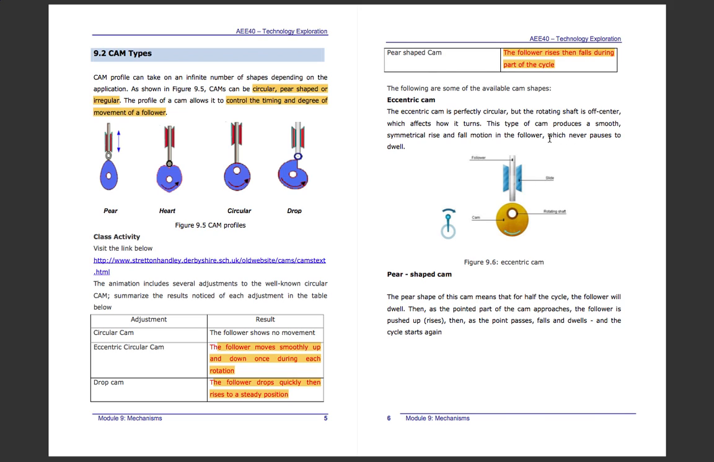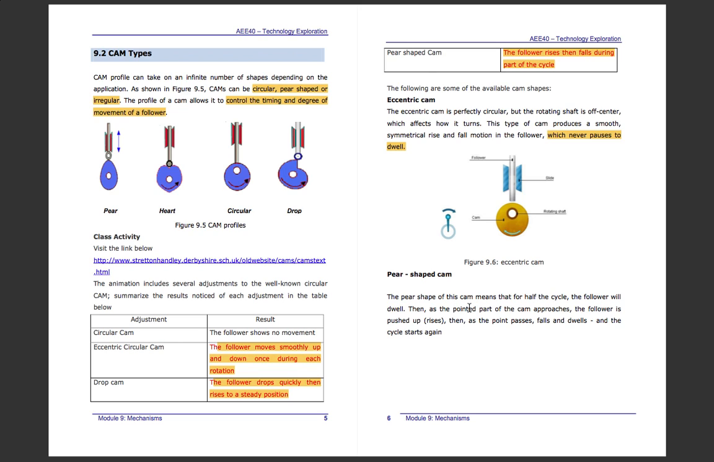And also notice it says it never pauses to dwell. What does dwell mean? Dwell means the follower is never stationary. It's never at rest. It's constantly moving.